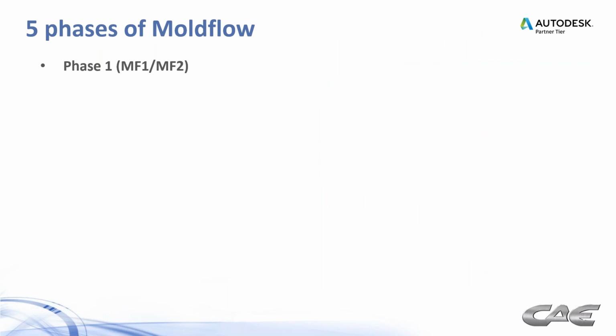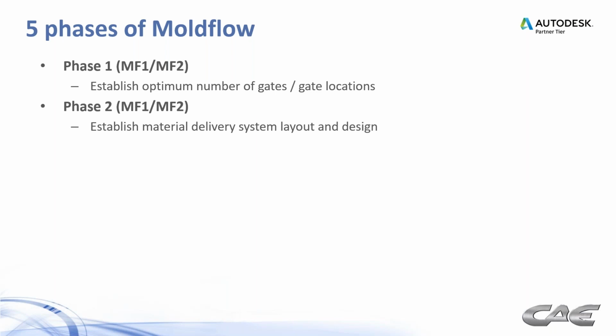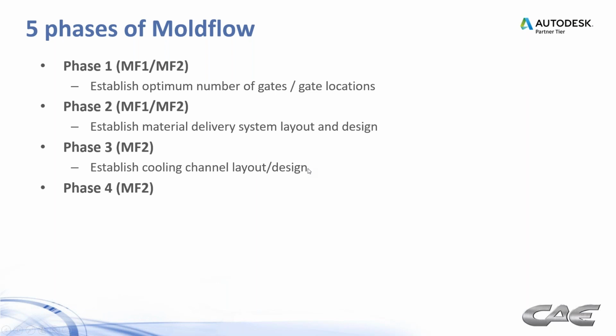So along with those three phases, MF0, MF1, and MF2, we have the five phases. Phase 1 is involved in MF1 and MF2. It's to establish the optimum number of gates and gate locations. Phase 2, also MF1 and MF2. The goal there is to establish a material delivery system layout and design. Phase 3 is just part of MF2, to establish the cooling channel layout and design.